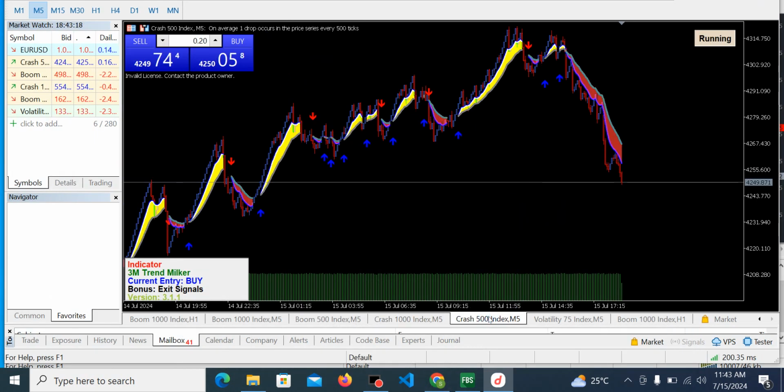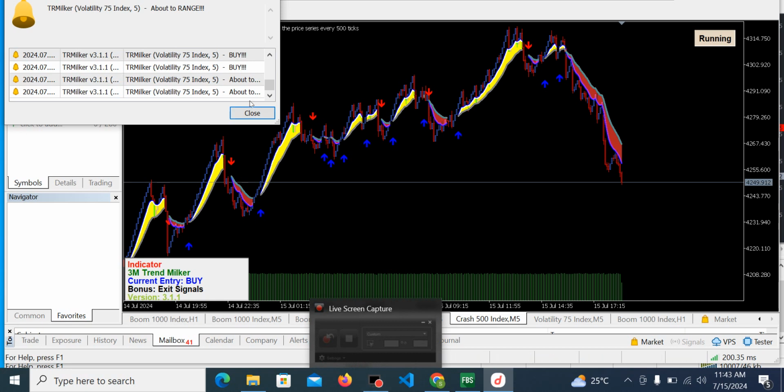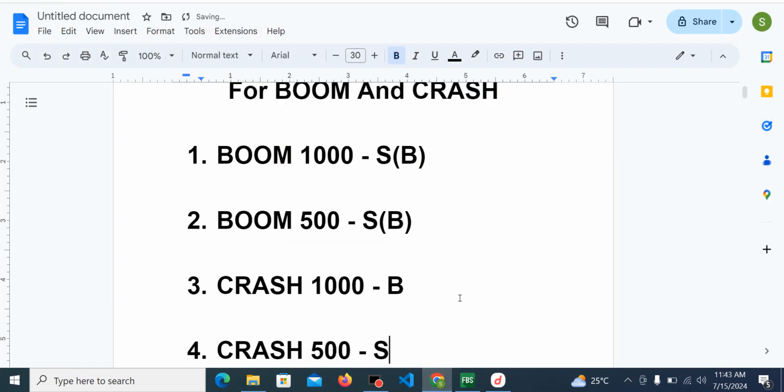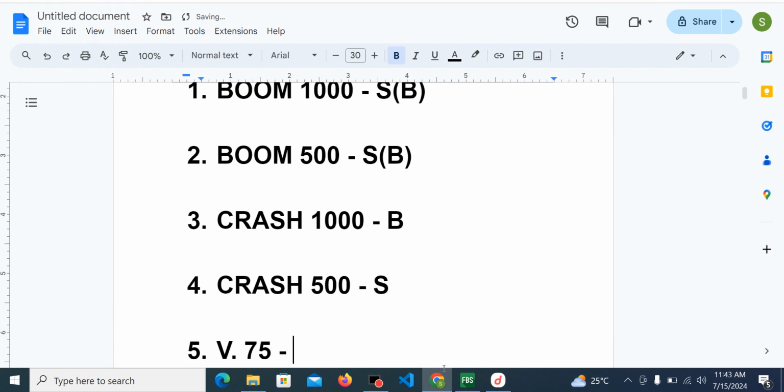Let's check out crash 500. This is crash 500, and of course this particular asset is actually selling at the moment after ending the uptrend at this particular resistance zone. So it is now on a downtrend, and it is selling right now, so this is going to be giving us more of a selling opportunity than a buying opportunity.